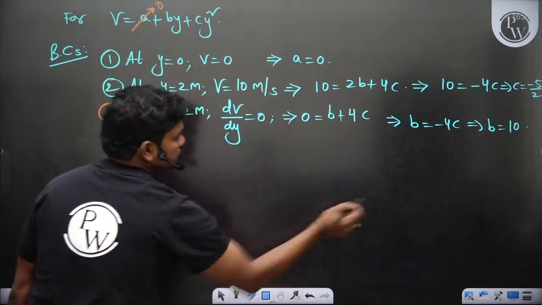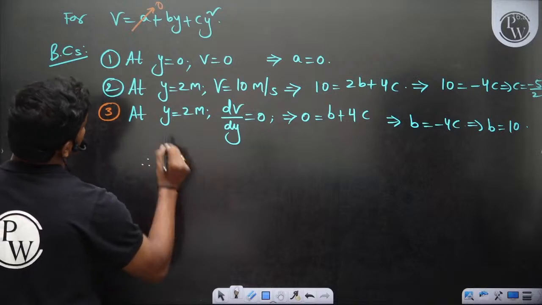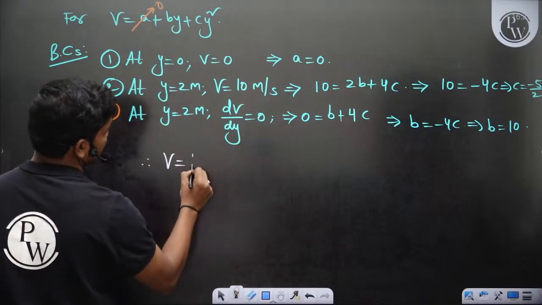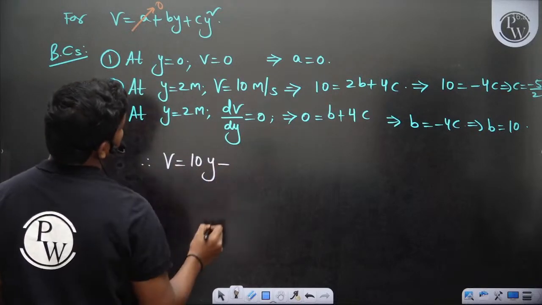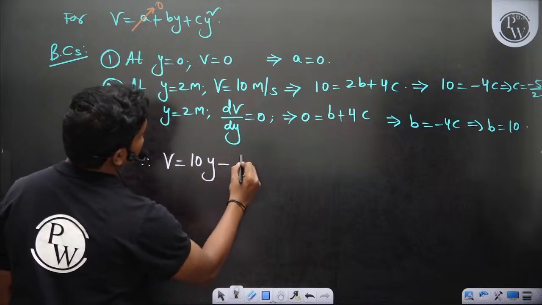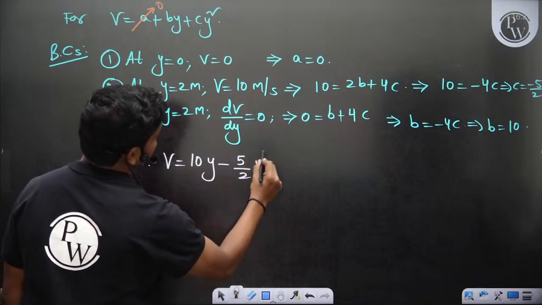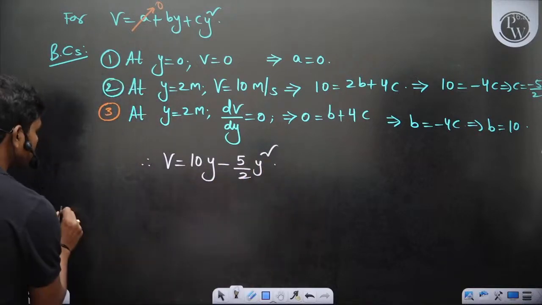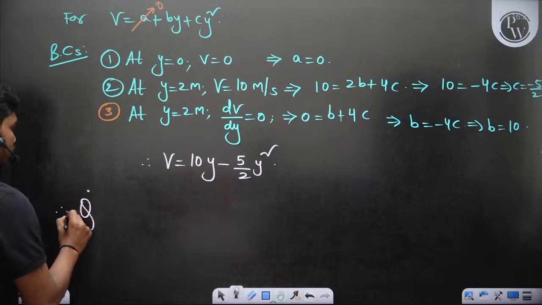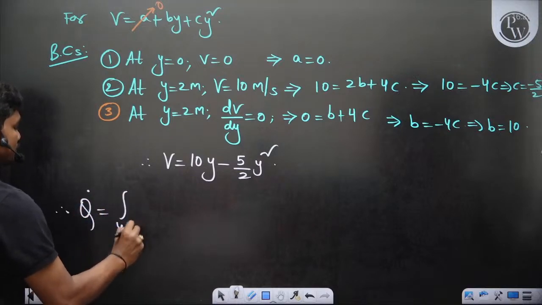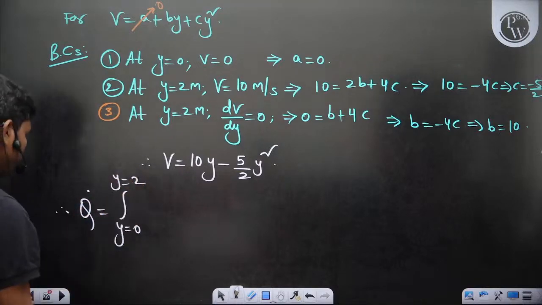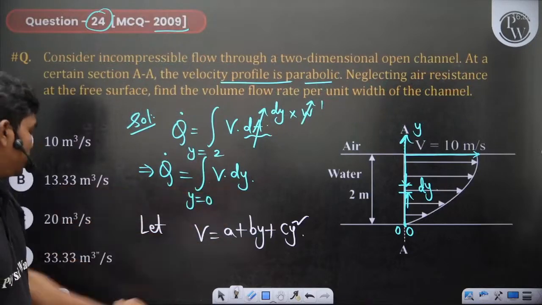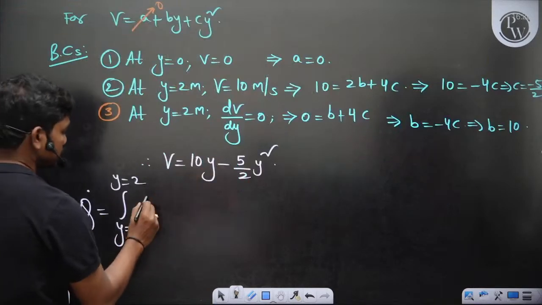So therefore v is equal to by plus c, where c is minus 5 by 2 y square. So this is the velocity profile. Now you can get the discharge. Q dot is equal to the integral from y equal to 0 to y equal to 2 of v dy. Okay, so just integrate this.